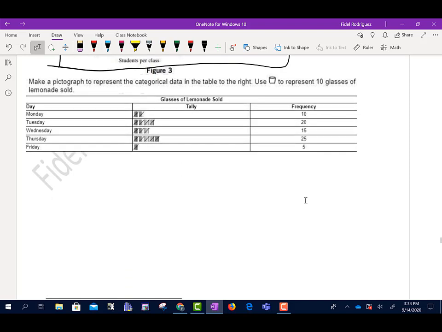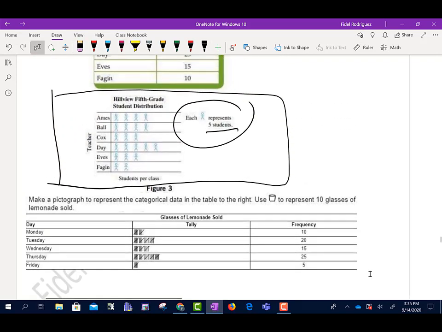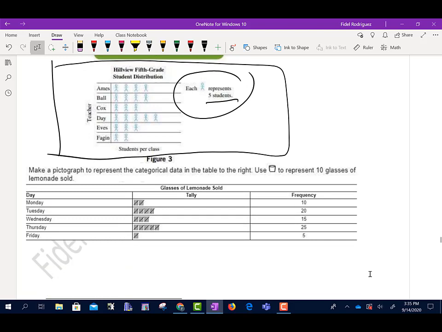It says make a pictograph to represent the categorical data in the table to the right. It's actually below. And use a little glass to represent 10 glasses of lemonade sold. Okay, so we're going to go ahead and do this part now. So let's do it this way. We're going to make a pictograph, titled glasses of lemonade.